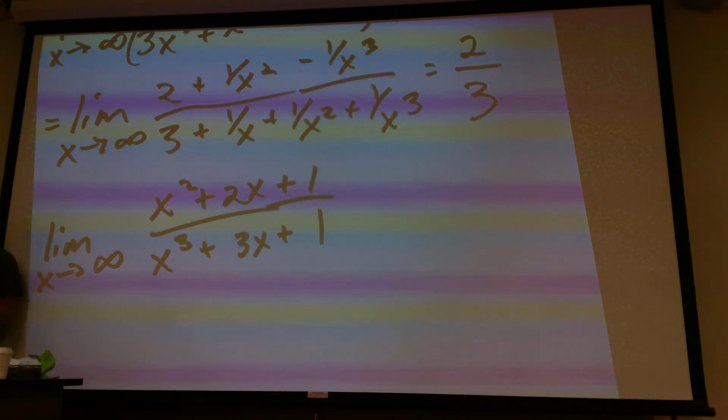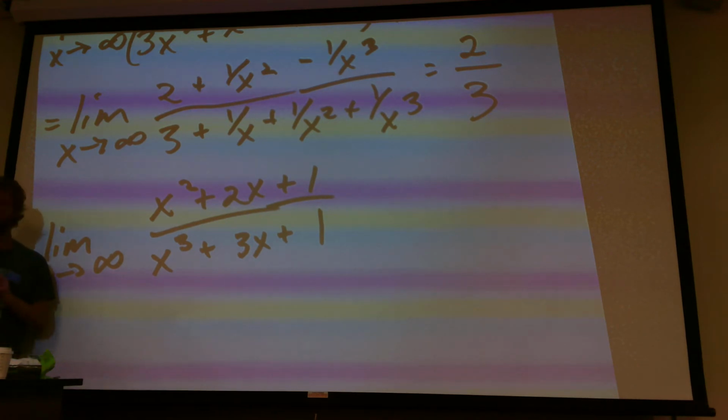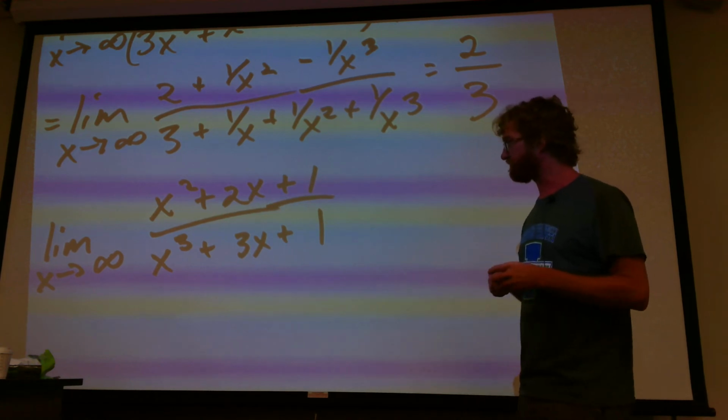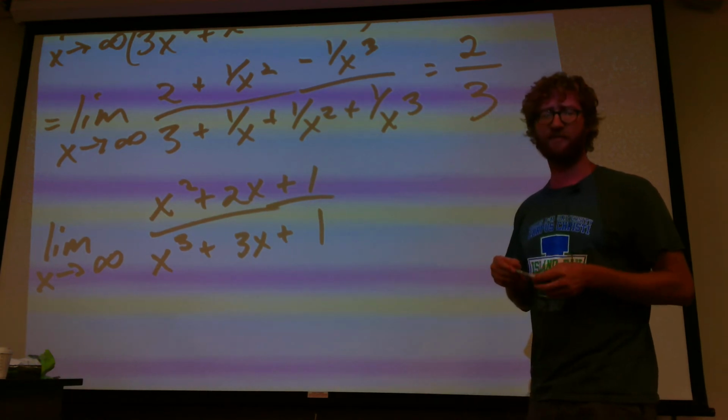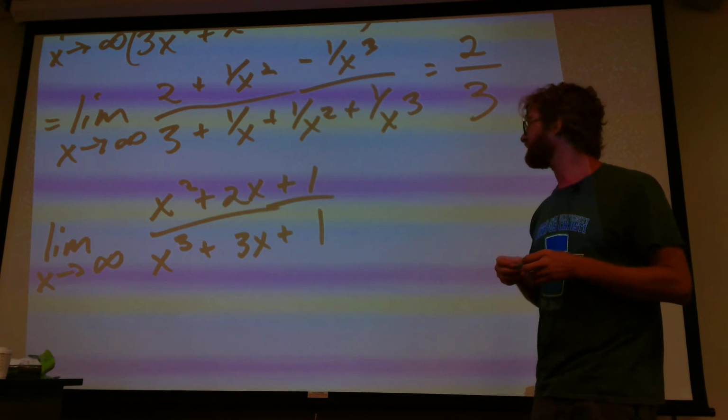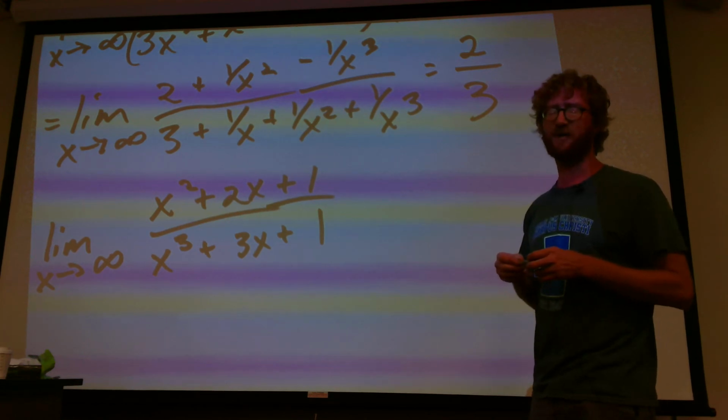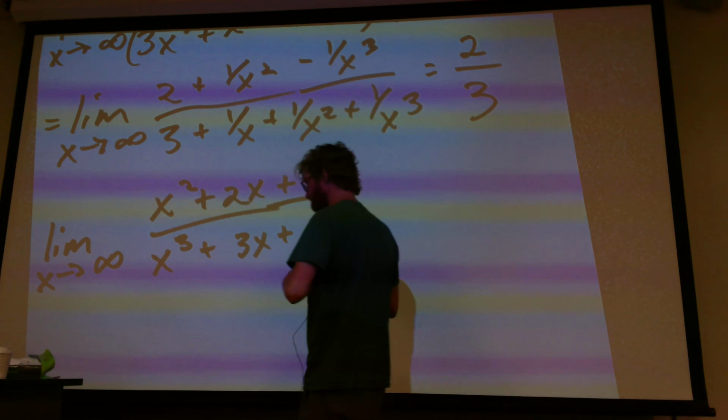Okay. Now, on this problem, it doesn't matter if you divide by the highest power on top or the highest power on bottom, but I'm just going to tell y'all at this point, whenever there's a higher power on top, it's easier to divide by the highest power on bottom. So in this case right now, let's just divide by the highest power on bottom and see what we get.